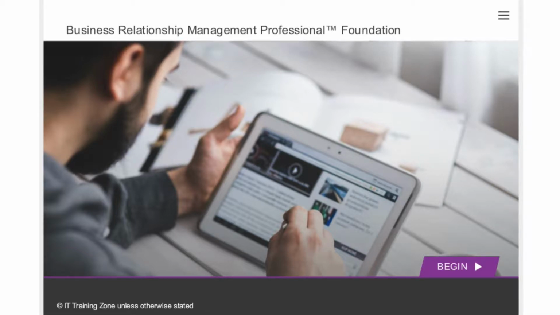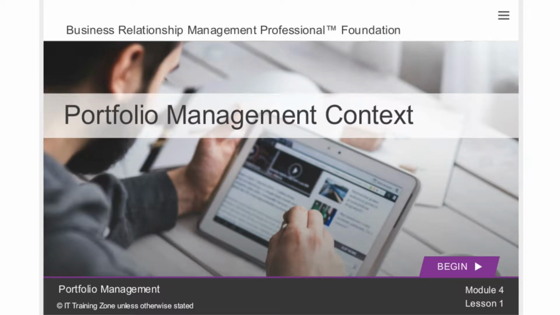The Business Relationship Management Professional Foundation Course. Module 4, Portfolio Management. Lesson 1, the Portfolio Management Context.